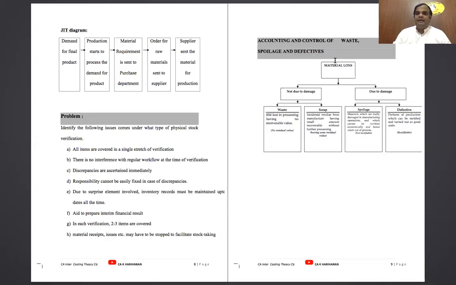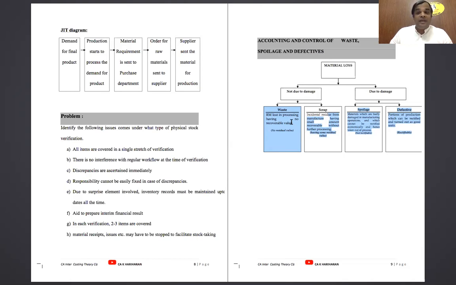Now, material losses not due to damage: wastage and scrap are not due to damage. Due to damage: spoilage and defective are due to damage. Under wastage, raw material loss. Wastage represents what? It's a loss of raw material. Whereas with respect to wastage, no resale value, that is more important. Wastage means there is no resale value. Scrap means we may have some resale value. If we have some resale value, then it is called what? Scrap.